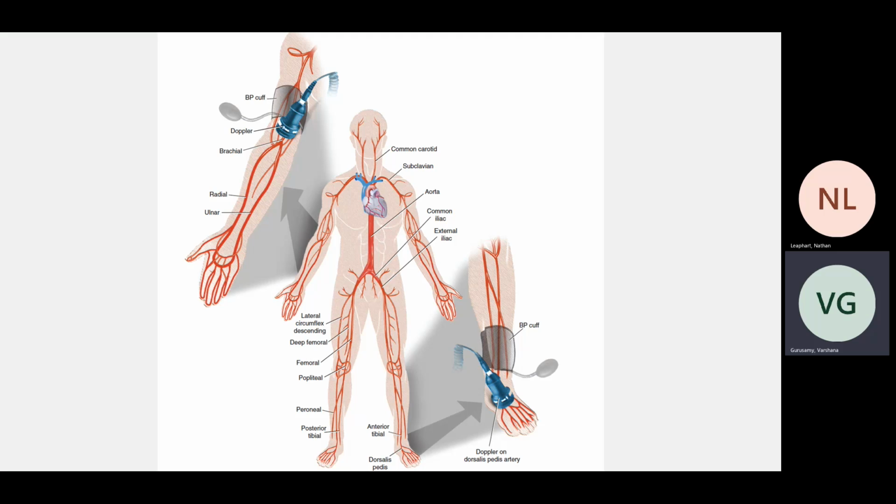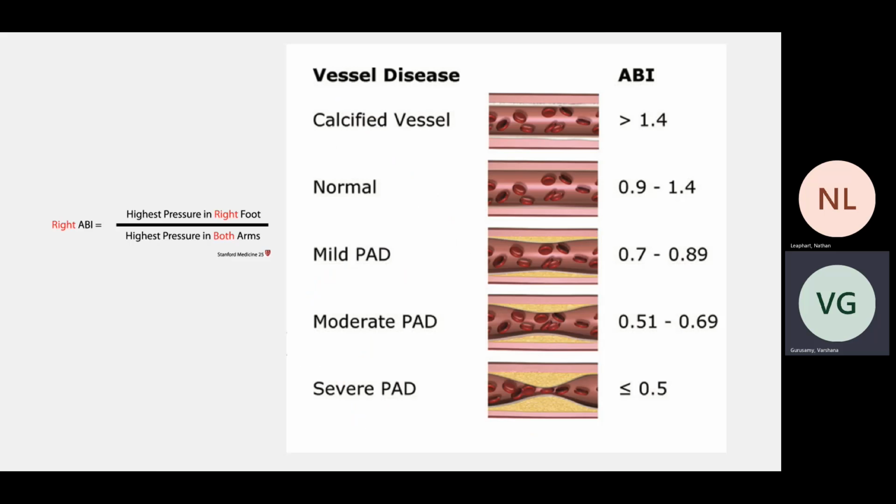ankle brachial index. So what we do here is we measure the brachial pressure and the pressure in the leg or in the toe. And the way you calculate an ankle brachial index is you'll divide that pressure in the foot by the highest pressure in the arm, and that gives you a ratio. And the normal ratio is 0.9 to 1.4.